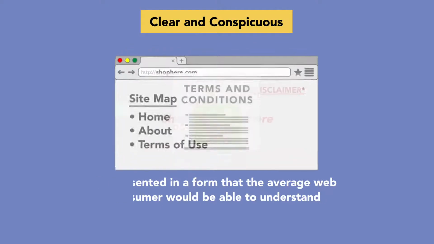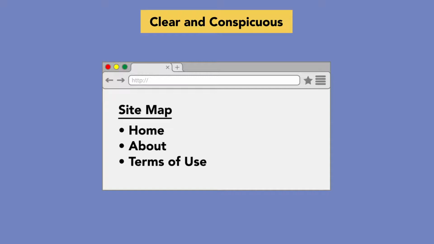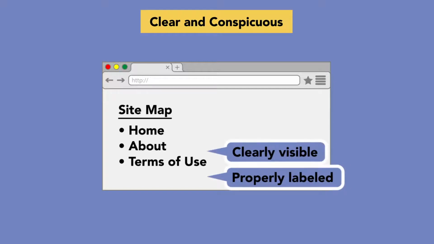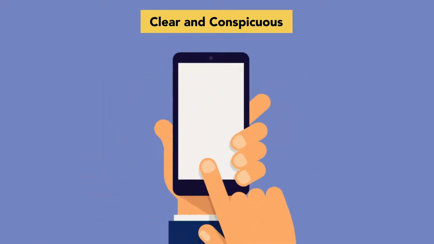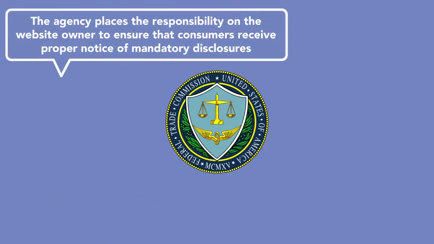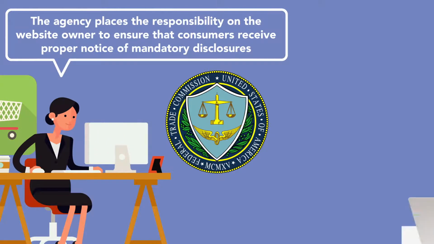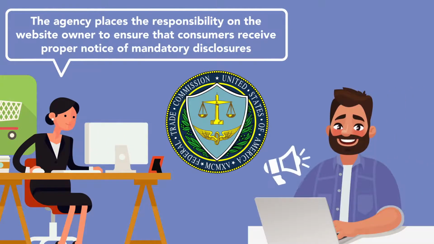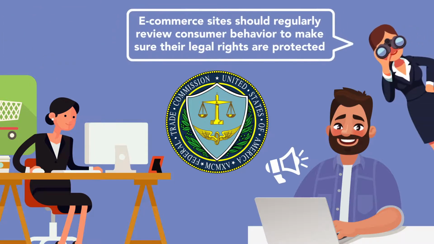For example, if the terms of use are hyperlinked rather than spelled out on the screen, the link should be clearly visible and properly labeled. Likewise, if web browsers access web content via mobile devices, the disclosures must be presented in a manner that is clear on small screens. The agency places the responsibility on the website owner to ensure that consumers receive proper notice of mandatory disclosures. So e-commerce sites should regularly review consumer behavior to make sure their legal rights are properly protected.